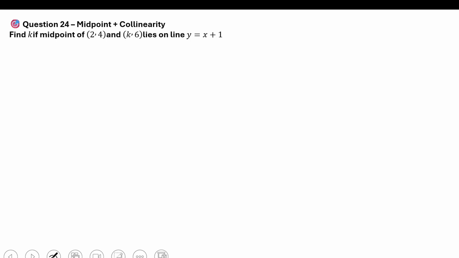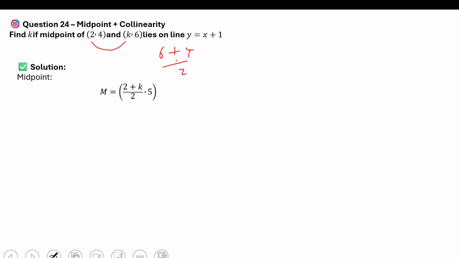So find k if the midpoint of 2, 4 and k, 6 lies on the line y equals x plus 1. Okay, so this is how the midpoint formula looks like. So you have the midpoint as 2 plus k over 2, and this other one is gotten from 6 plus 4 over 2. 6 plus 4 is 10, 10 over 2 is 5. So that's how this one is gotten. So this is the midpoint.